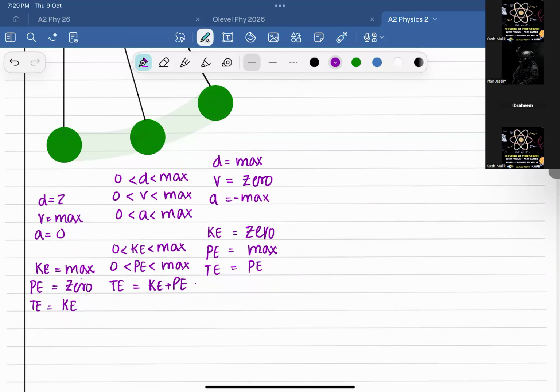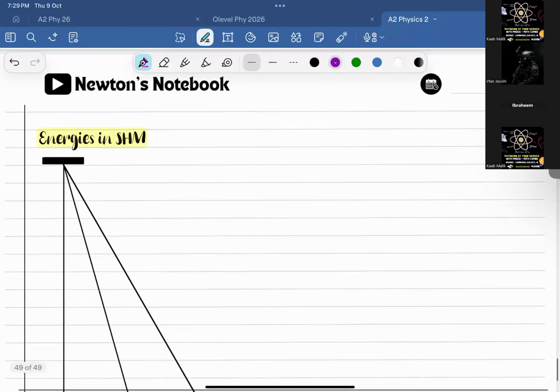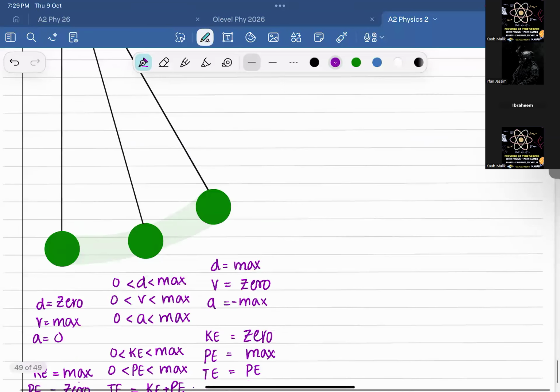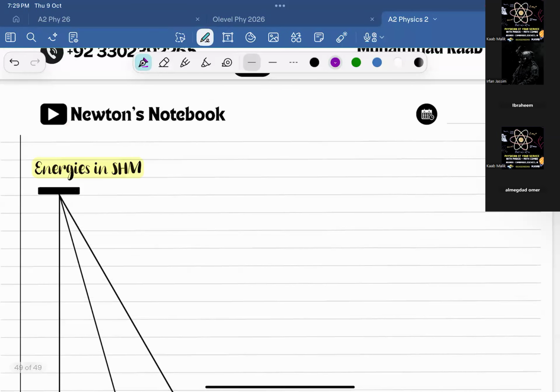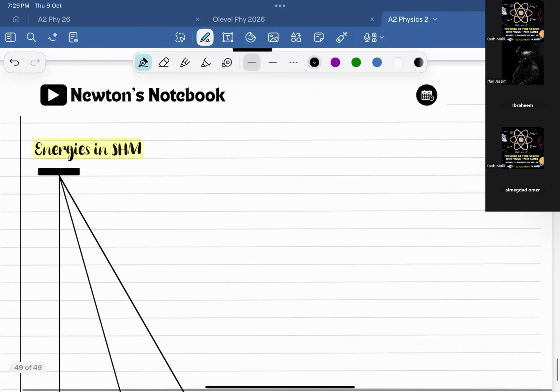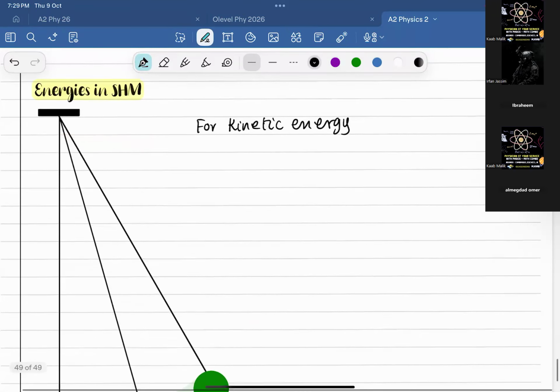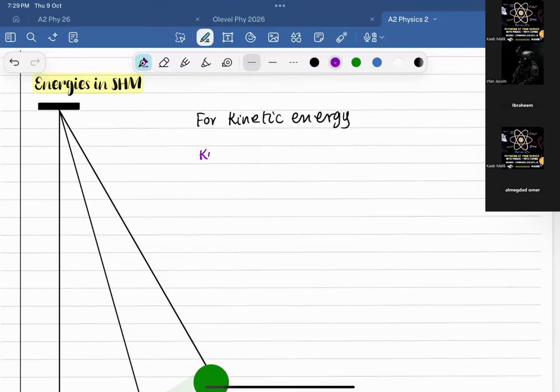Okay, let's see. Starting with kinetic energy, we can use the formula directly. So for kinetic energy, you can use this formula: KE is equal to half mv squared, right? This is the first formula.